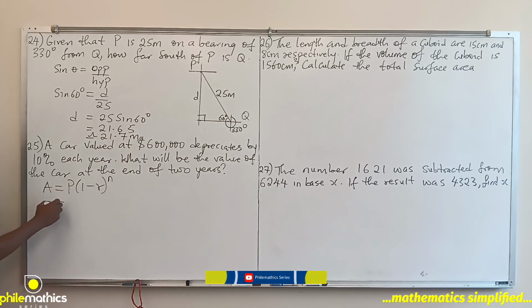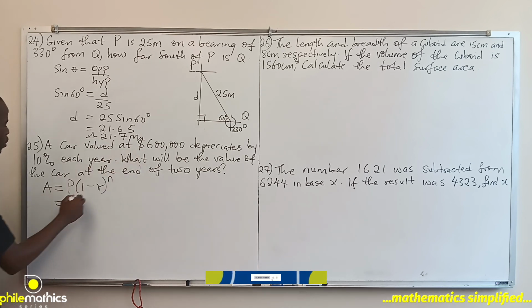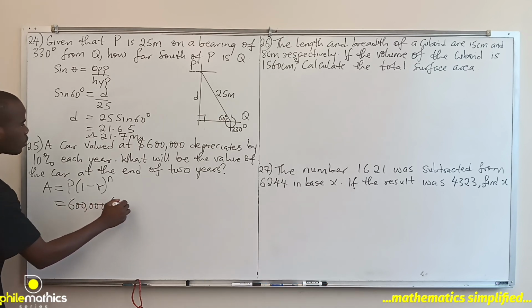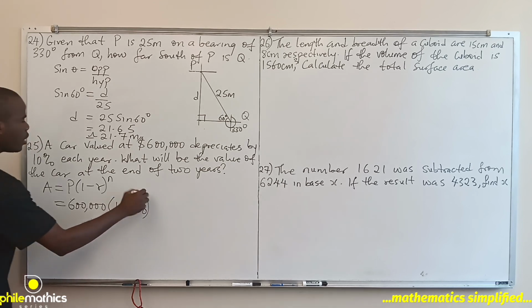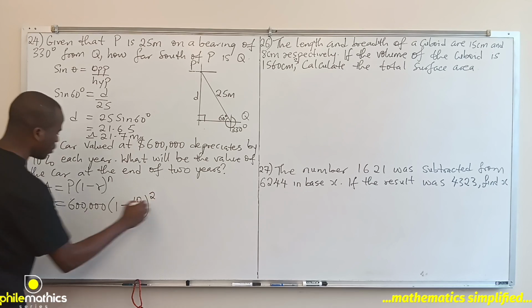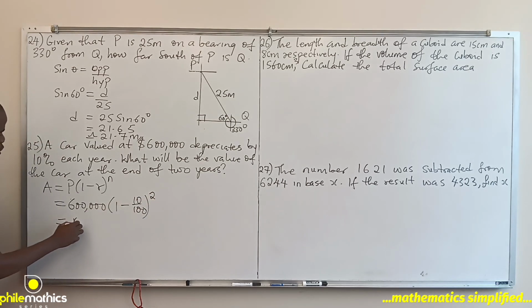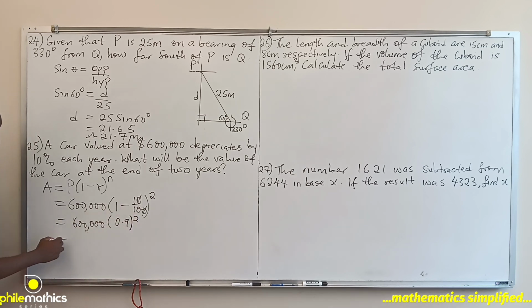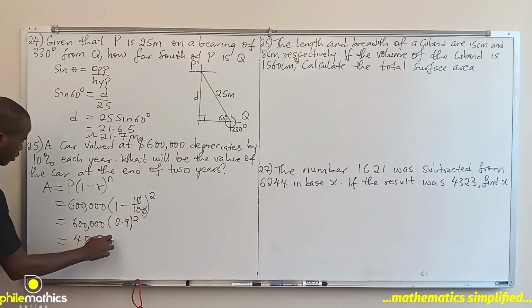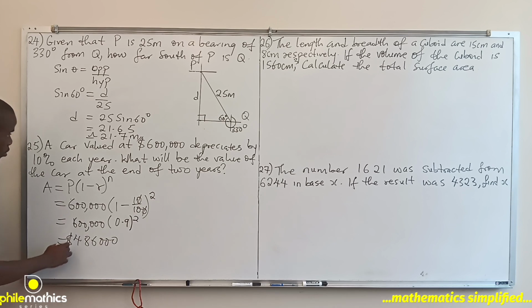So the amount we are looking for is, the current amount is 600,000. 1 minus the rate is 10%, and 10% is 10 over 100. And n is 2 years. So this will be 600,000 times 1 minus 0.1, which is 0.9 squared. And so if we multiply this, we will have $486,000. So after 2 years, this will be the value of the car.